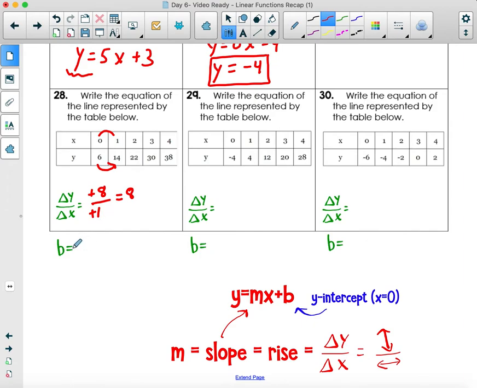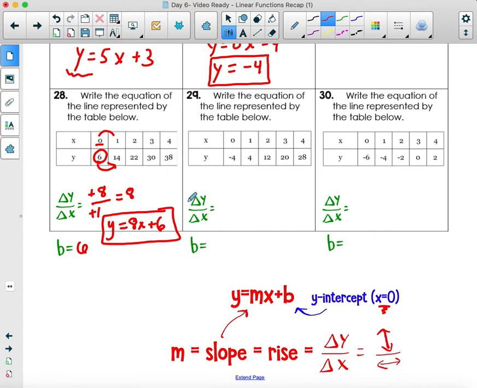And your y-intercept is where your x value is 0. So since x is 0 here, that makes your y-intercept 6. So your b value is 6. So the equation for this is going to be y equals 8x plus 6.